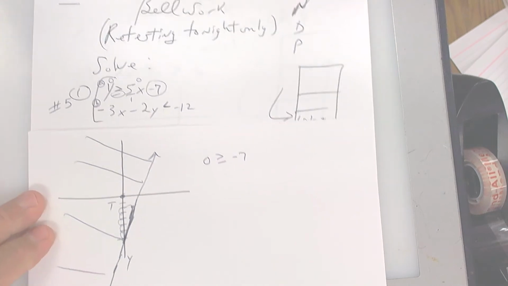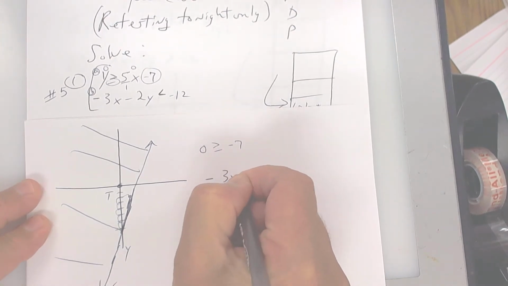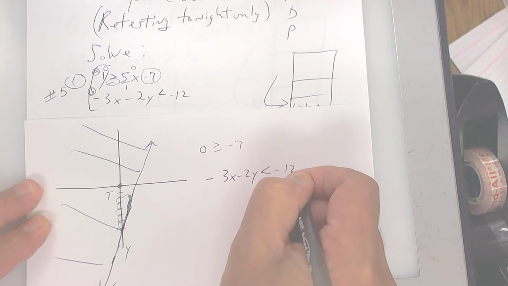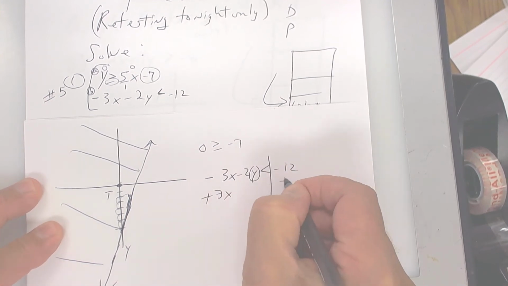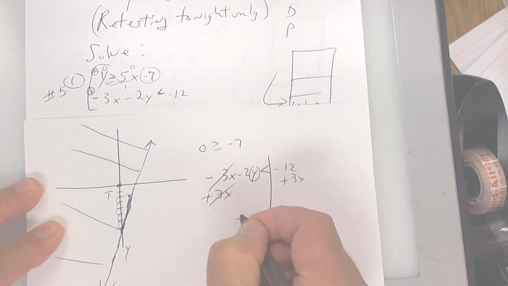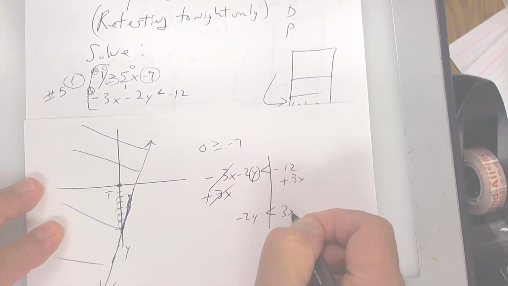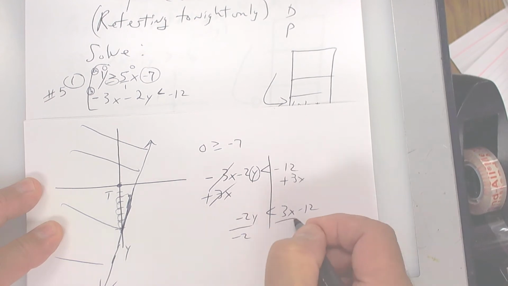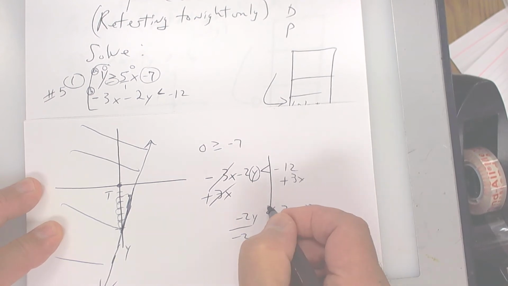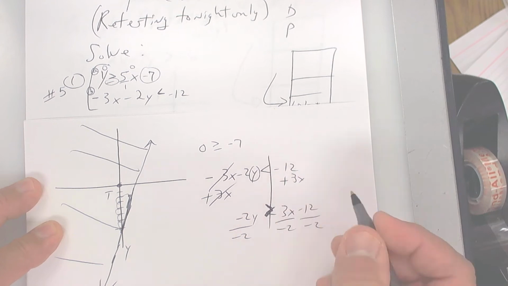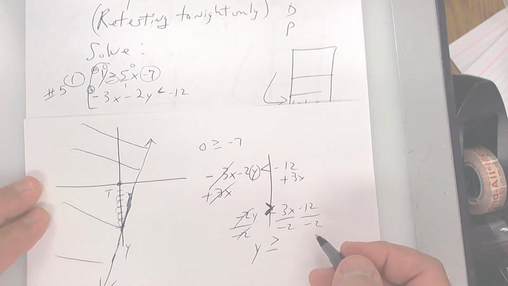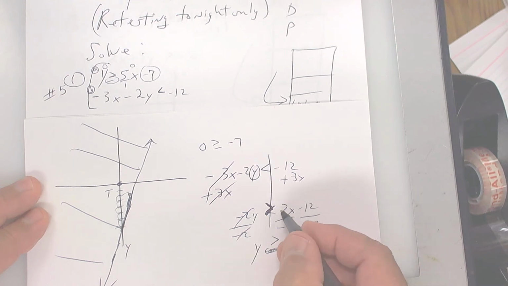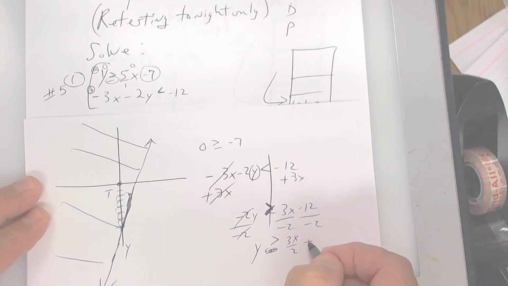All right, the next one, you have to get y by itself. So you want to add 3x. And then divide by -2. Now, as soon as you divide by negative, you've got to change this sign. So y is now greater than, this is a double negative, so that becomes 3x over 2. This is a double negative plus 6.